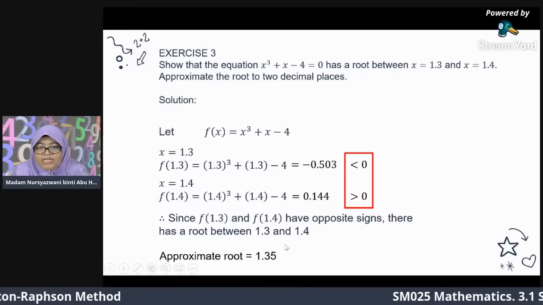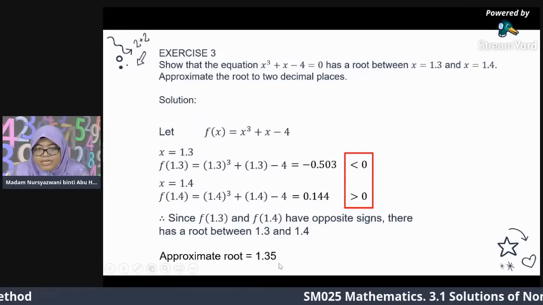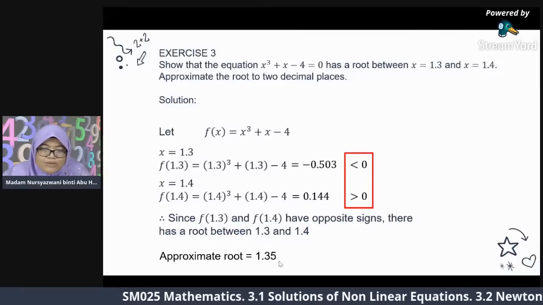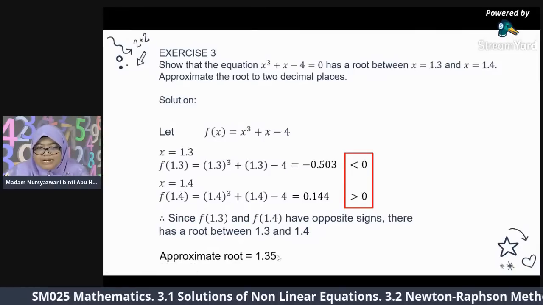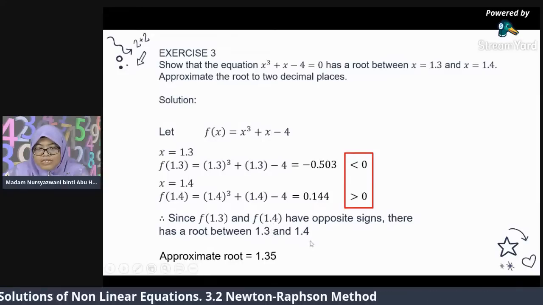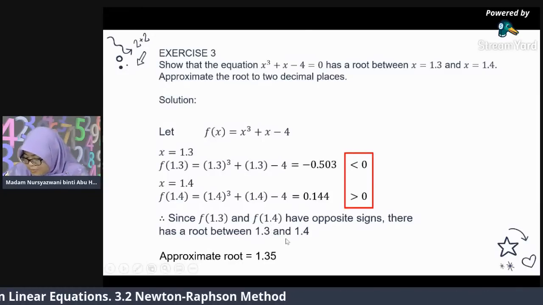Okay, kalau awak nak letak approximate root ni sebagai 1.32, tak ada masalah sebab dalam range ataupun interval 1.3 hingga 1.4.